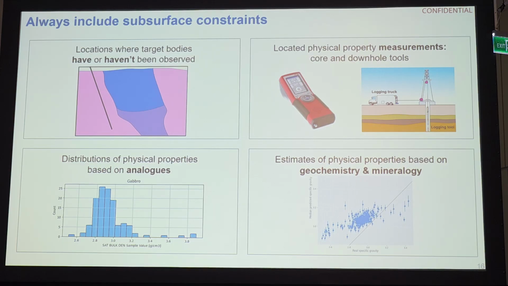On the right are a bit more routine approaches. Of course, Cobalt measures physical properties on every hole that it drills, either in core or downhole. If you know something about the mineralogy and the geochemistry, you can make predictions about what the physical properties are. We know what the physical properties of each of the minerals is. We can estimate their abundances based on the geologic information we have available and the assays. We can predict their physical properties, and we can include that directly.